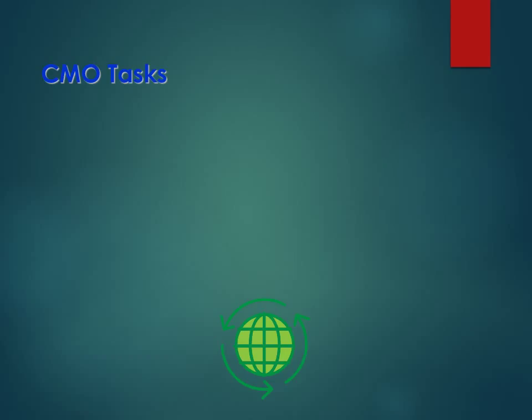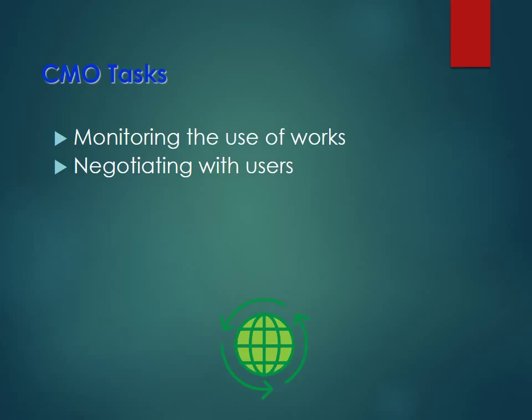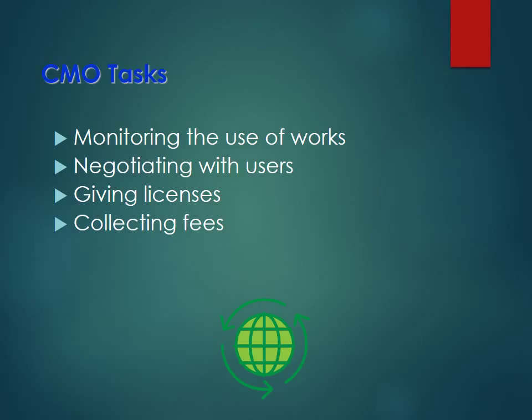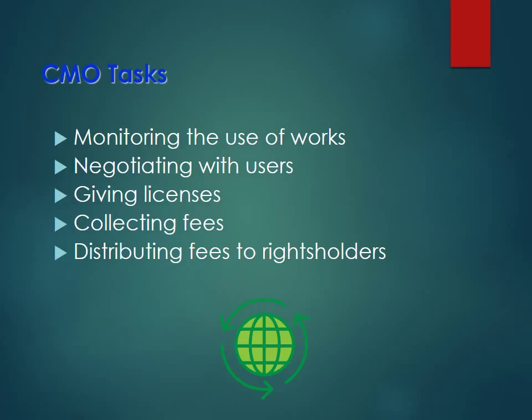A CMO has a set of tasks as a rights management specialist. These include monitoring the use of works. This is an obligation for users under a license. Negotiating with users: tariffs are negotiated with users or the representative associations. Giving licenses: usually a blanket license is offered, giving to the user the possibility to use any works of the repertoire of the CMO. Collecting fees quarterly, twice a year or at least once a year. Distributing fees to rights holders, which is the primary task for any CMO. In short, we can say the collective management means money in and money out.